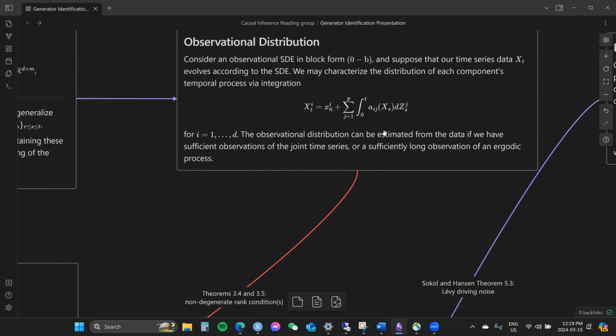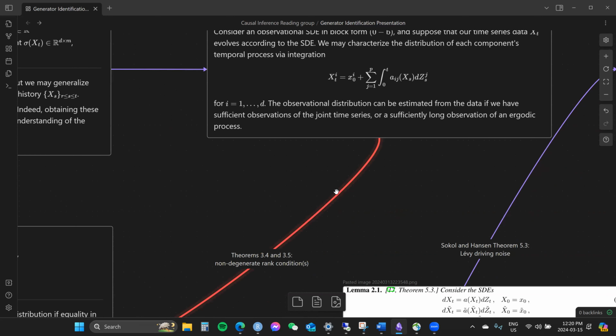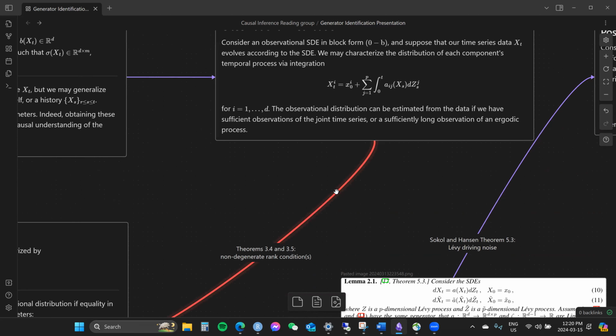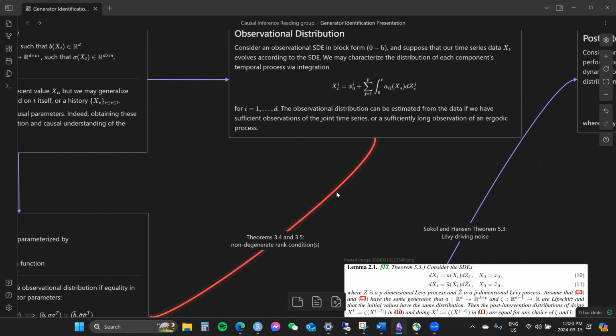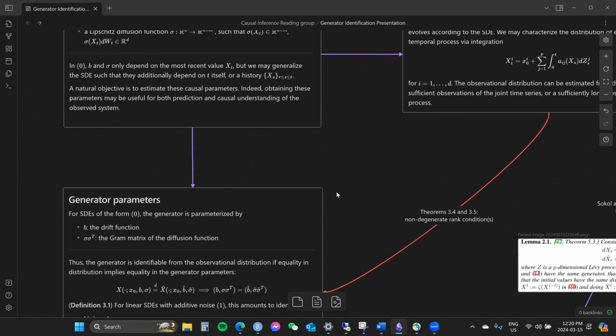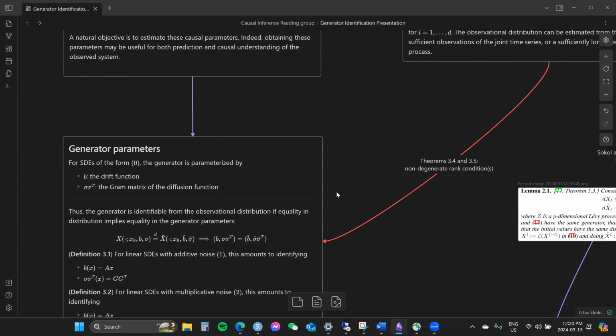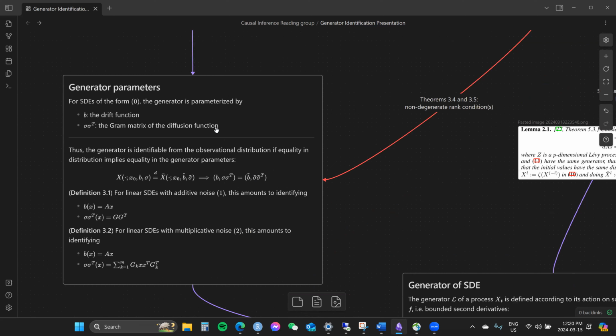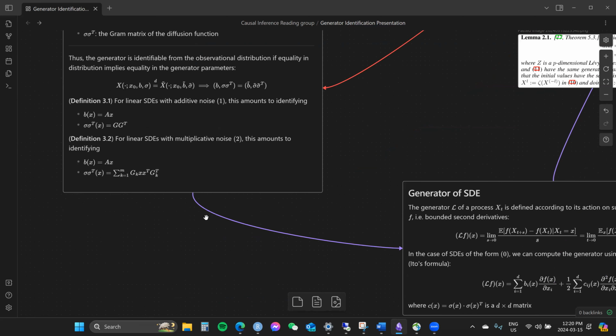So if you have the observational process distribution, the main question that this paper tries to address is, how can we characterize the generator? Sorry, quick question. I thought the generator was just the parameters. The generator basically is the parameters. It's B and sigma transpose. It's not. Yeah, okay. Maybe I'll explain that now. It's probably the best time.